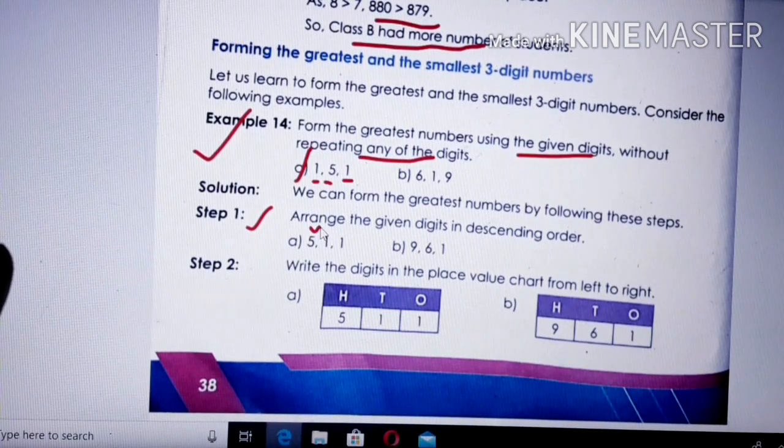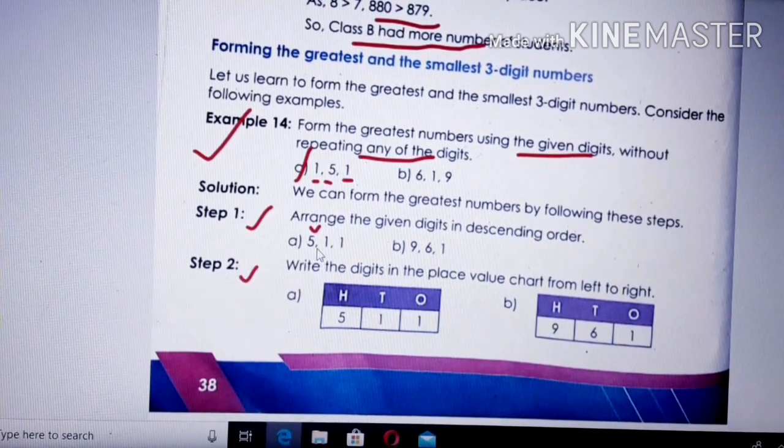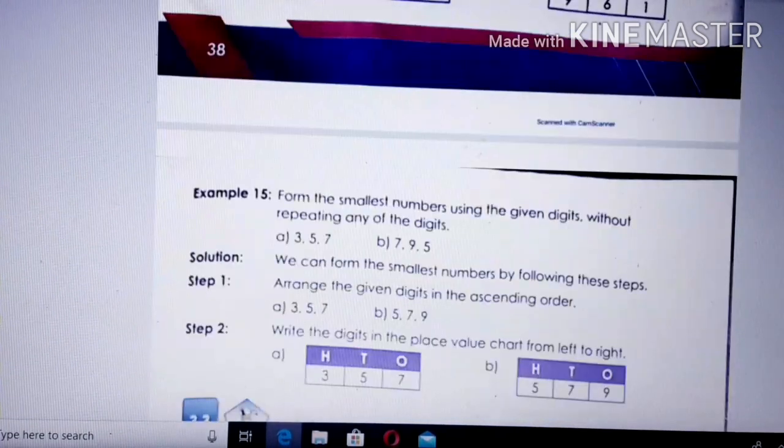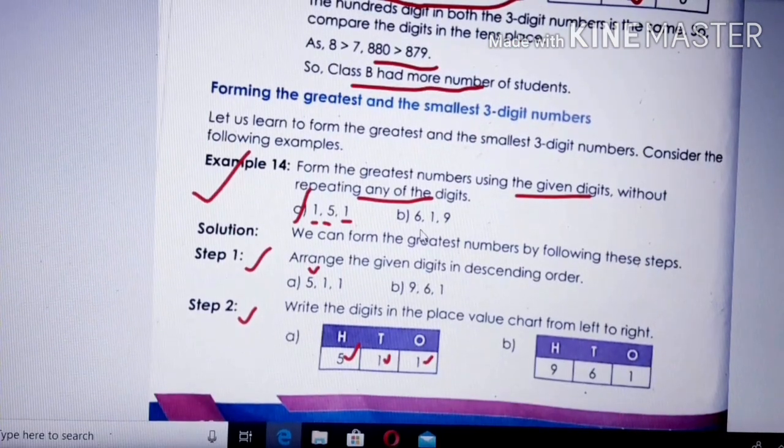First comes 5, then 1, then 1. Isn't it? So there are two 1s. So second step, what are we going to do? We are going to draw a place value chart and place the numbers in the given place value chart. So here it comes 1, 1, 5. Isn't it? So you get the greater number, what? 511. Is it clear? Next you got the digits 6, 1, 9.